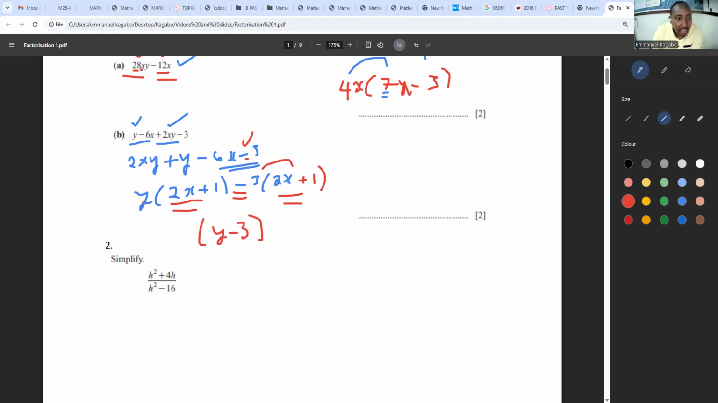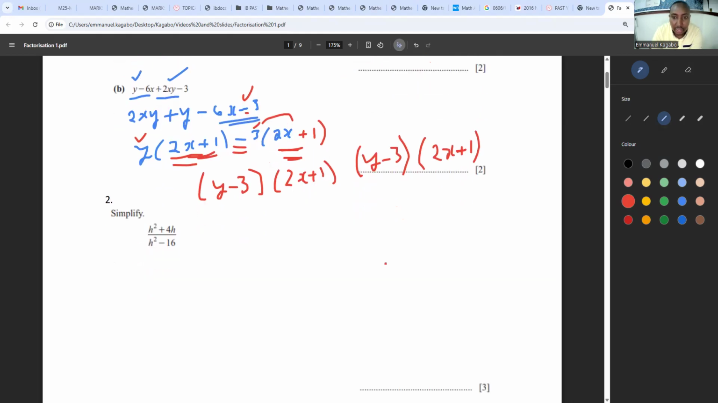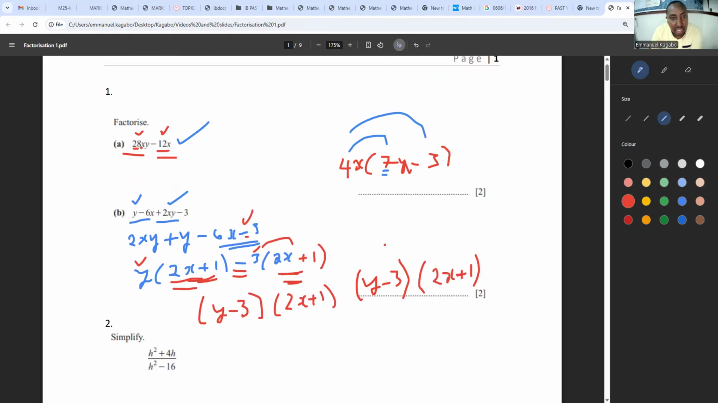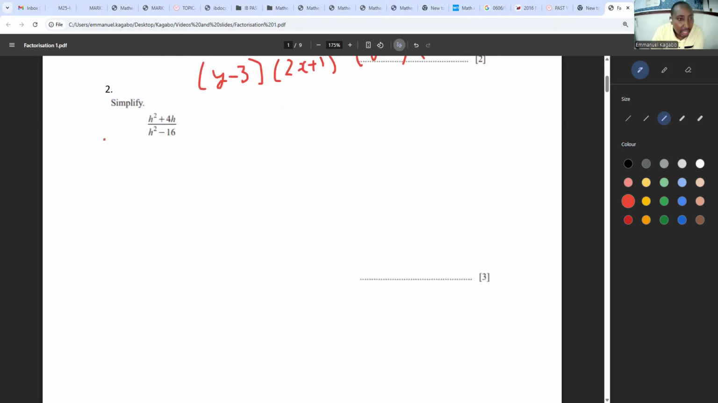I've got this and this, and these two are the same. I'll write one of them, bracket 2x plus 1. So the answer here, please: all the time, don't forget to write your answers here, because when examiners are marking, that's why this space is provided. It helps examiners to see your answer and they'll mark you very well. Okay, very good. So how many marks have I got? 4. Good.